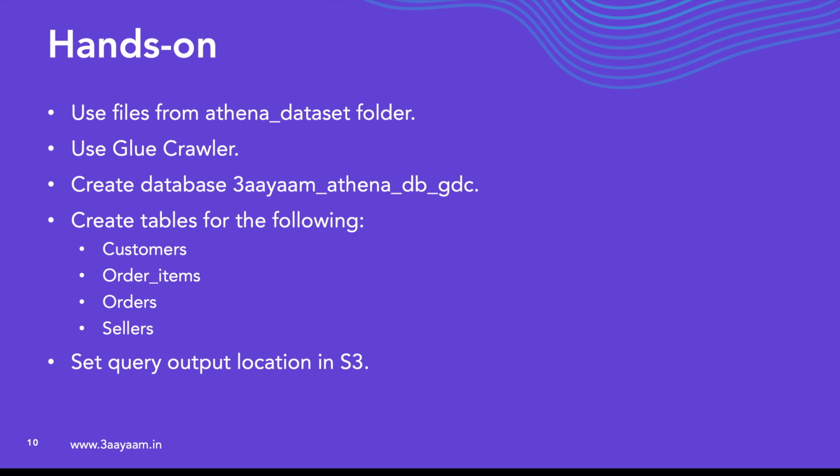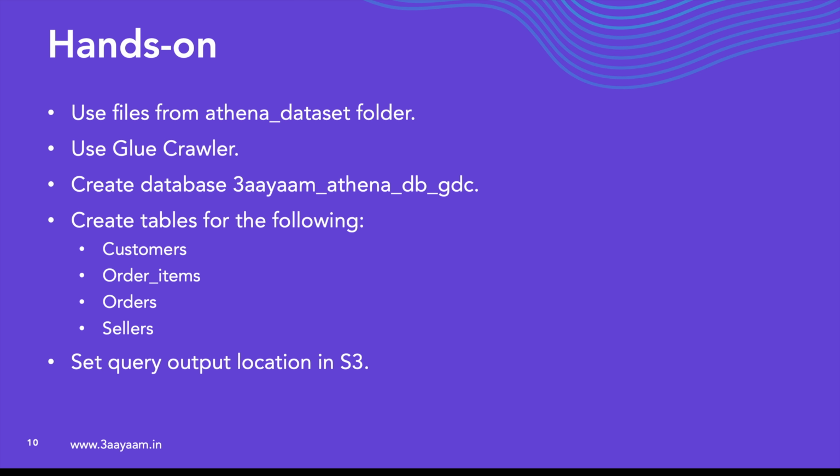So let's do some hands-on, and in all the hands-on of Athena, we'll be using files from the Athena dataset folder. You can get it in the Google Drive that I have shared with your email. In this particular hands-on, we'll be using a Glue crawler, and we'll be creating a database called 3IAM Athena DB GDC. GDC meaning Glue Data Catalog.